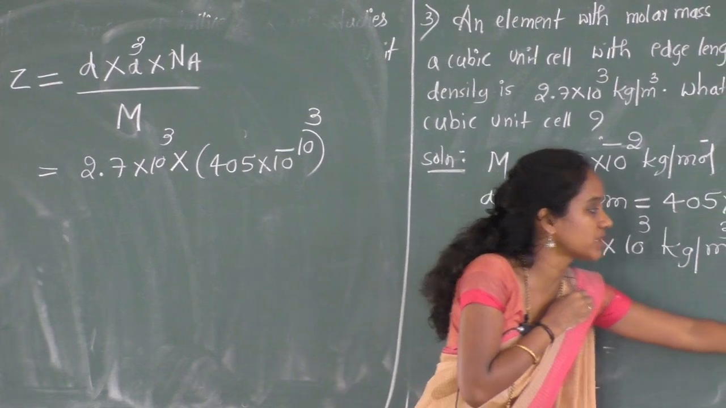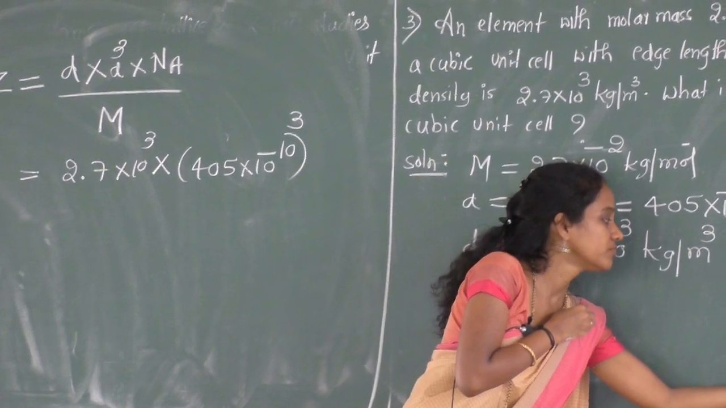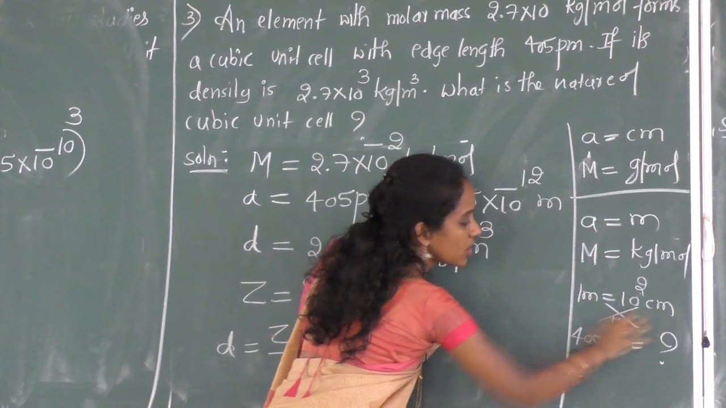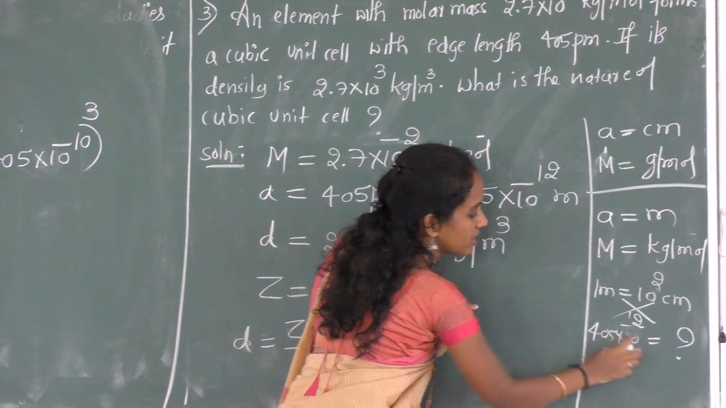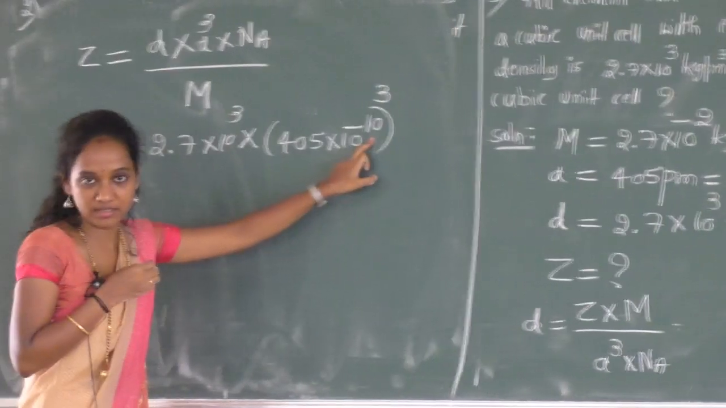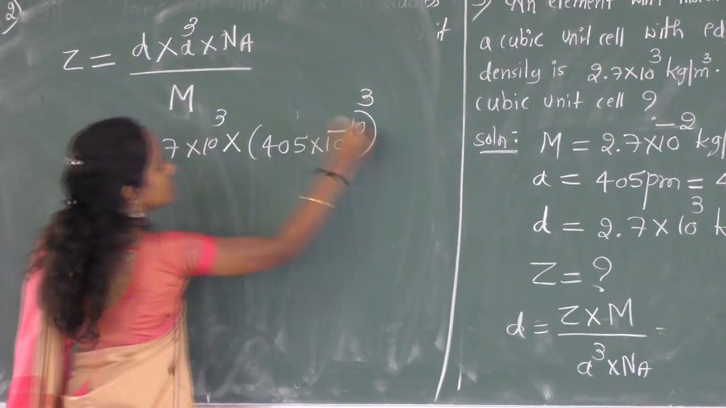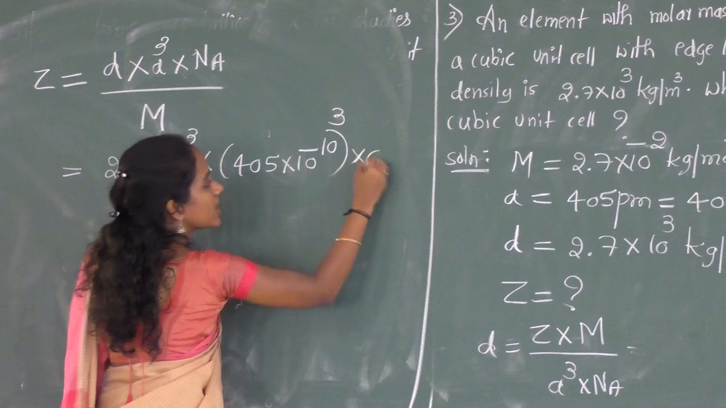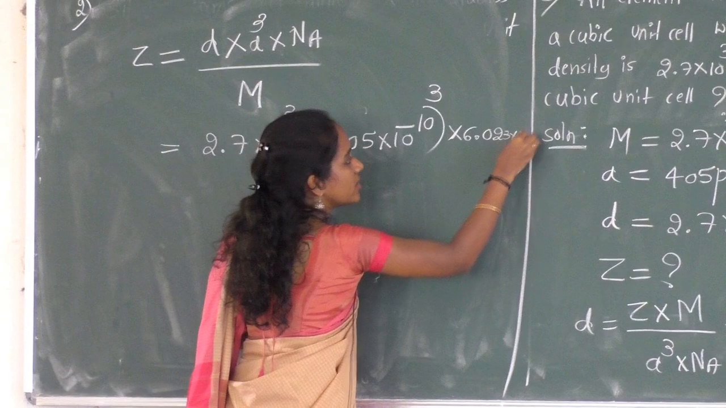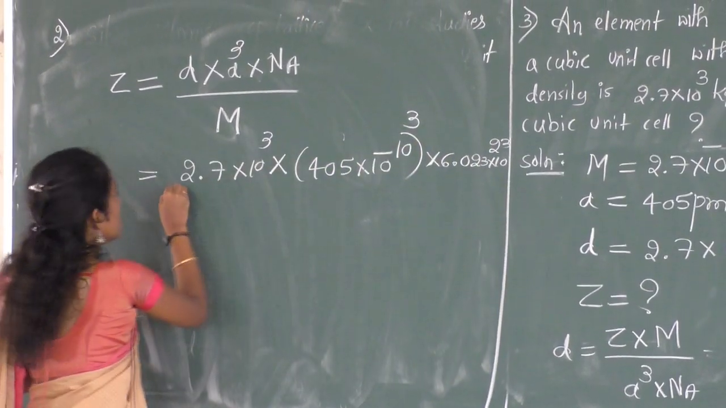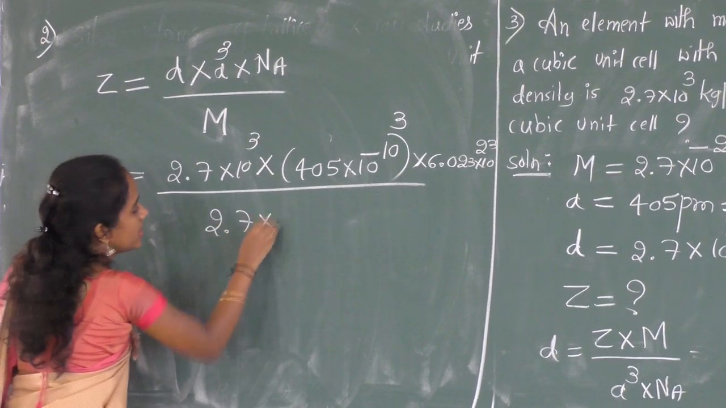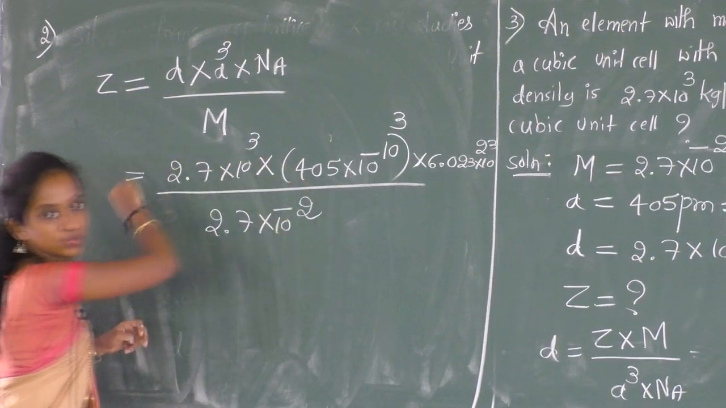See here, if 1 meter equal to 100 centimeter, then 405 into 10 to the power minus 12 meter is equal to how much? Do the cross multiply both the values. So we will get 10 to the power minus 12 into 10 to the power plus 2 becomes 10 to the power minus 10. Next, Ne, that is Avogadro's constant, its value 6.023 into 10 to the power 23 divided by molar mass 2.7 into 10 to the power minus 2.